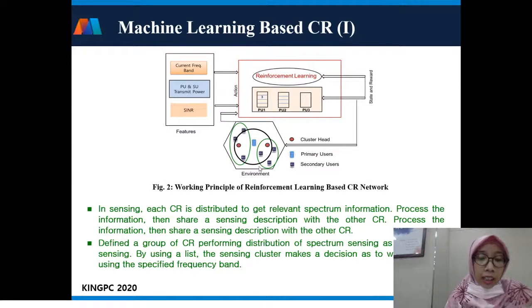Therefore, we leverage a clustering approach to increase the availability of primary user detection by defining a group of CRs performing distributed spectrum sensing as a sensing cluster. Using this, the sensing cluster makes a decision as to whether the primary user is present or not.